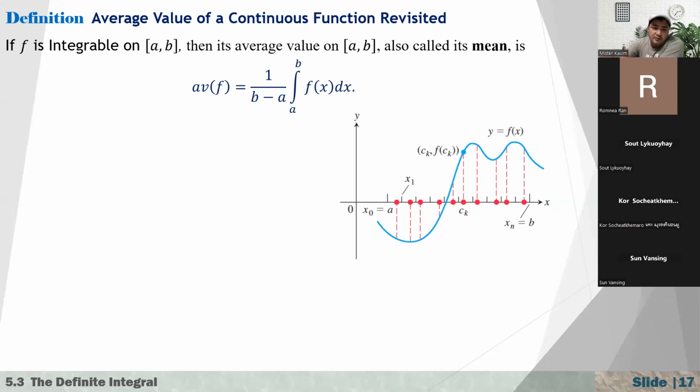If f is integrable on [a, b], then its average value on [a, b], also called its mean, is defined as: average value of f is equal to 1 over b minus a times the integral from a to b of f of x dx. And the reason why is so, because if you are given a few numbers, for example, what is the average value of, let's say, quiz 1? You just add all the numbers and divide by the number of students, right?